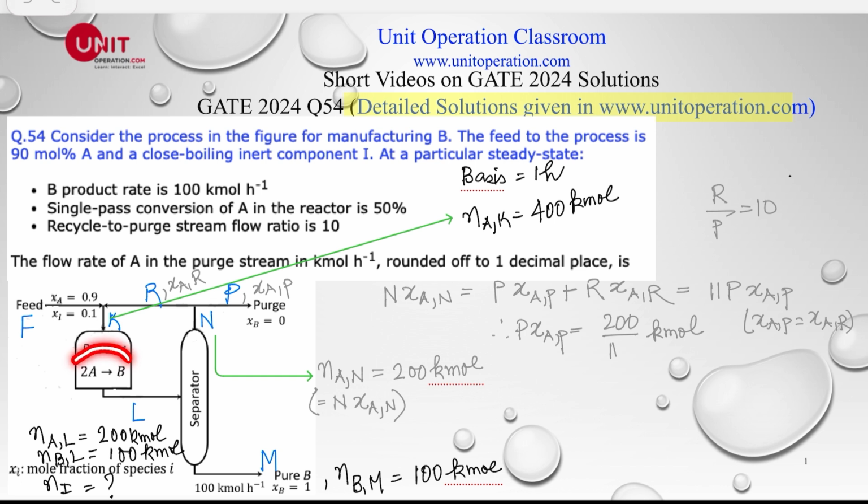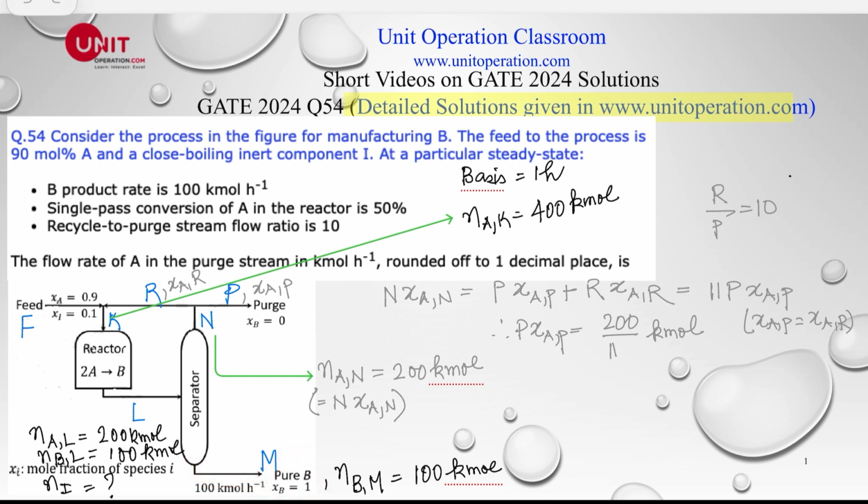In the reactor, there is a reaction occurring, A going to B. And this says the single pass conversion of A in the reactor is 50%. So XA is equal to 0.5. Now from the reactor, it goes to a separator. Let's say it could be a distillation column. And from the bottom, it's coming out pure B, XB.